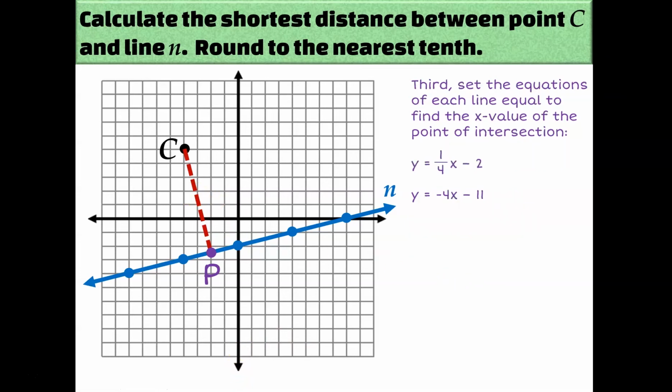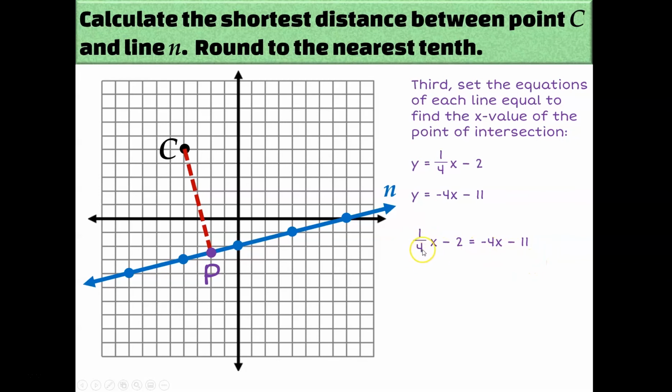So these are the two equations that we've written. Y equals 1/4 x minus 2 is the equation for line N, and y equals negative 4x minus 11 is the equation for CP. What we're interested in is where do they intersect? In other words, when are they equal to each other? So I'm just going to get rid of my y since they're both y. If y equals this stuff and y equals this stuff, then all of this stuff must be equal. So I could write this equation, 1/4 x minus 2 is equal to negative 4x minus 11.